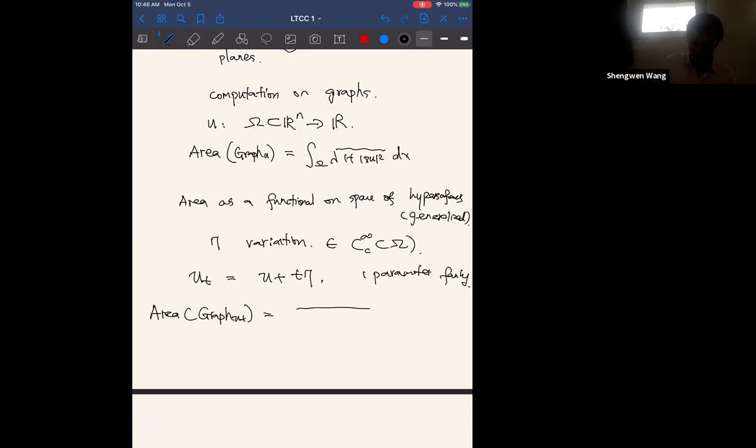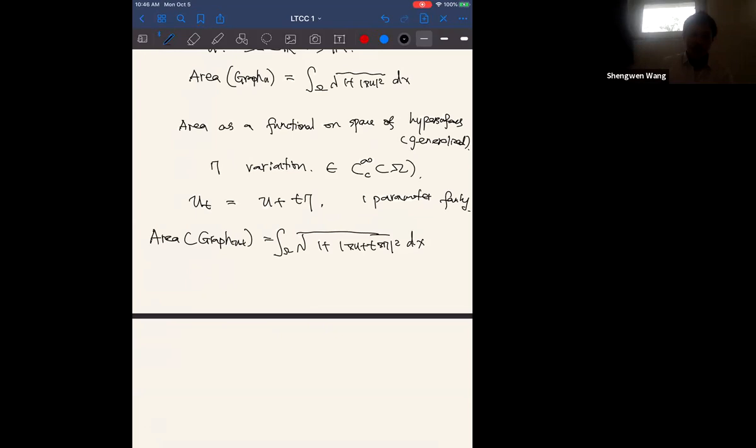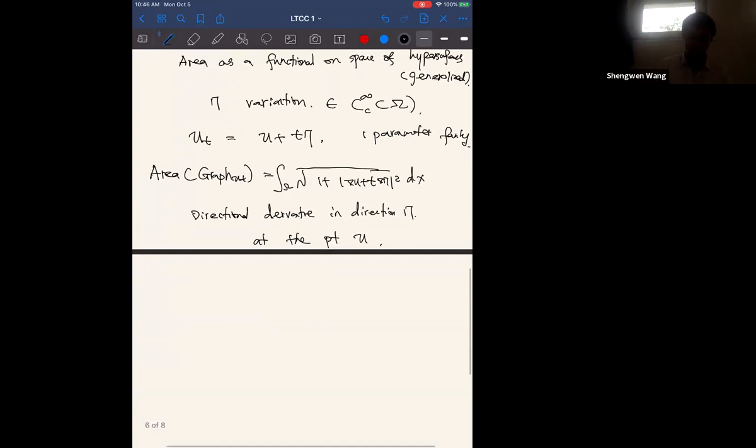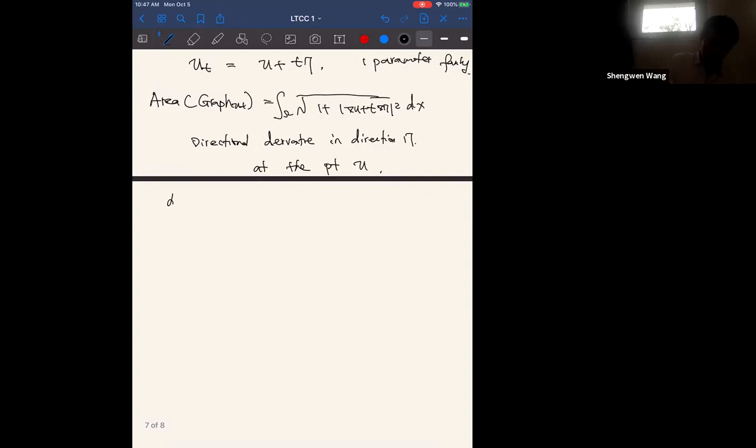Similarly, that is equal to the integral of the square root of 1 plus |grad u plus t grad eta|^2 dx. And then the directional derivative of the area functional in the direction eta at the point u, where u is viewed as a point in the space of hypersurfaces, is going to be the derivative in t. For this family, when t equals zero, it is exactly u, of the area of the graph of u_t.